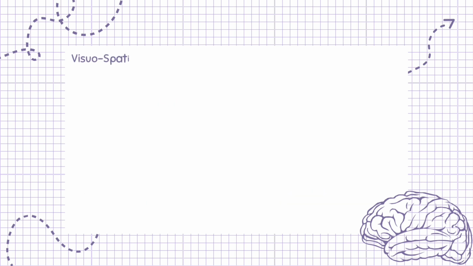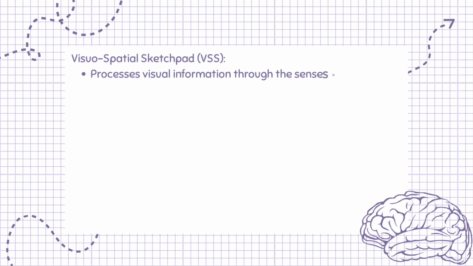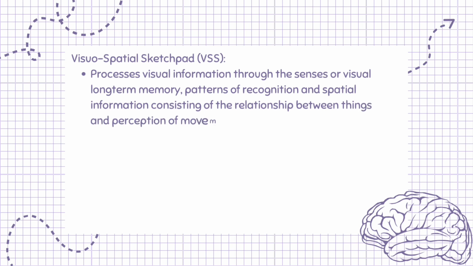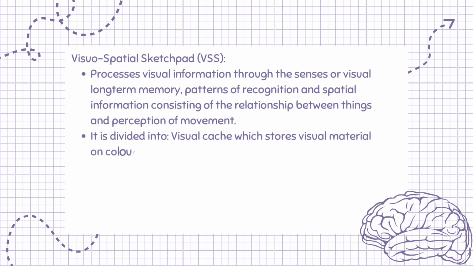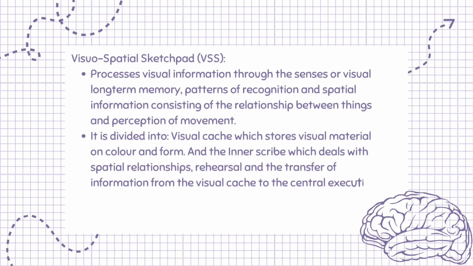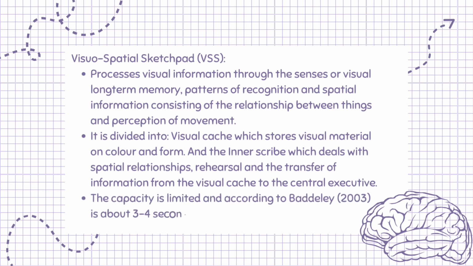The visuospatial sketchpad, VSS, processes visual information through the senses or visual long-term memory, patterns of recognition and spatial information consisting of the relationship between things and the perception of movement. It is divided into the visual cache, which stores visual material on color and form, and the inner scribe, which deals with spatial relationships, rehearsal and the transfer of information from the visual cache to the central executive. The capacity is limited and, according to Baddeley, 2003, is about 3 to 4 seconds.